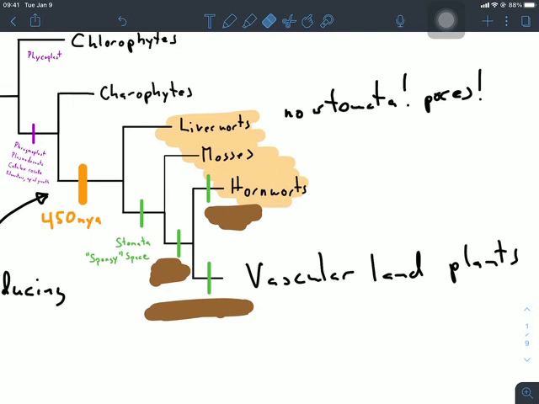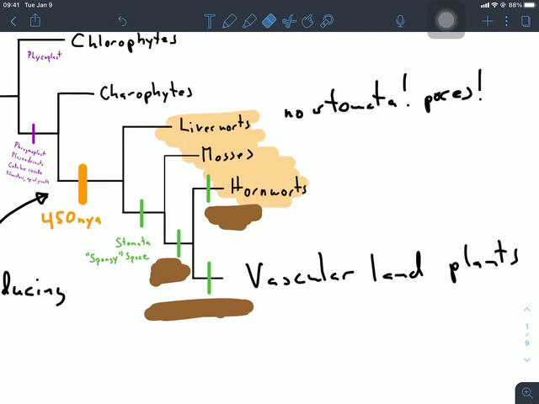Now, mosses and hornworts also are unique in the fact that they have air spaces in their leaves to exchange CO2. They have our first spongy space. I won't call it mesophyll because we're not in the middle of a leaf, but it is analogous to the mesophyll, an area where you can exchange CO2 and oxygen within the photosynthetic structure of the plant.